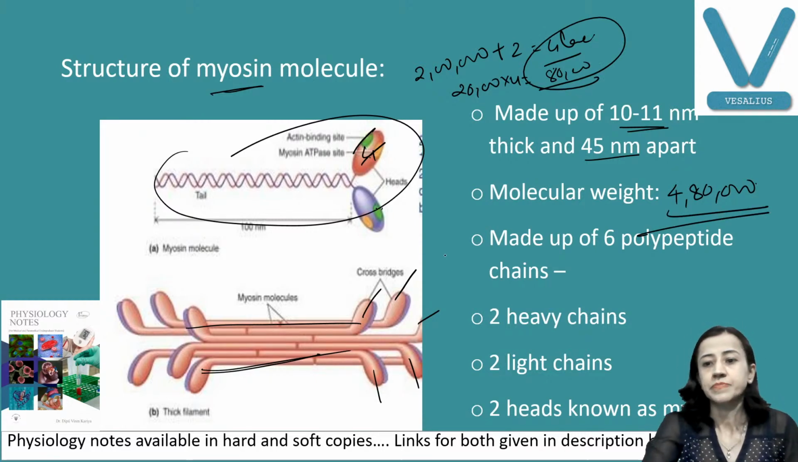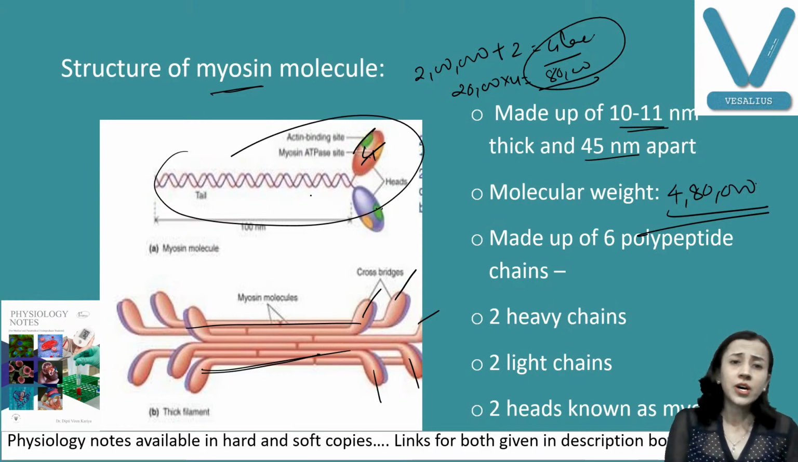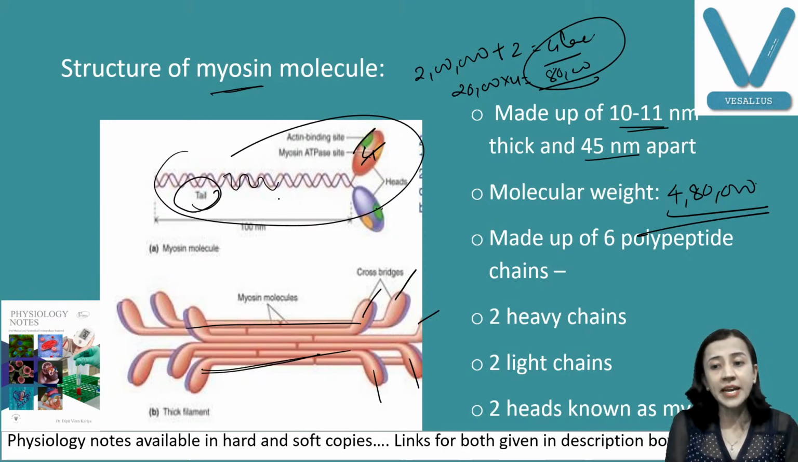And the heavy chains wrap around each other and form a double helix. You can see here, this is the double helix. They form the tail part of this myosin molecule. The head part is formed by the light chains. The globular head is formed by the light chains. You can see here this side.